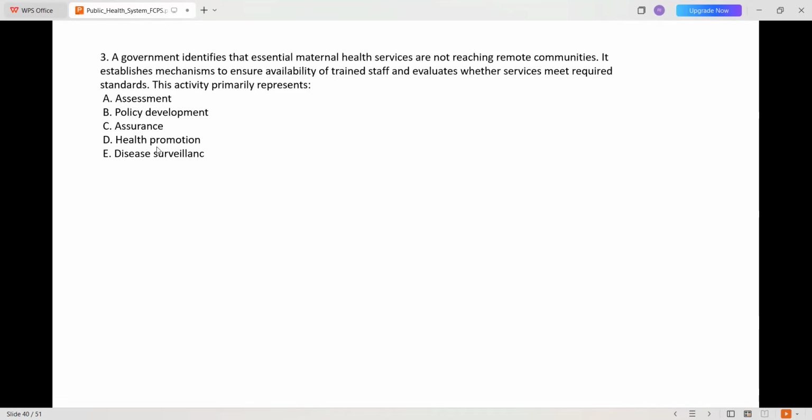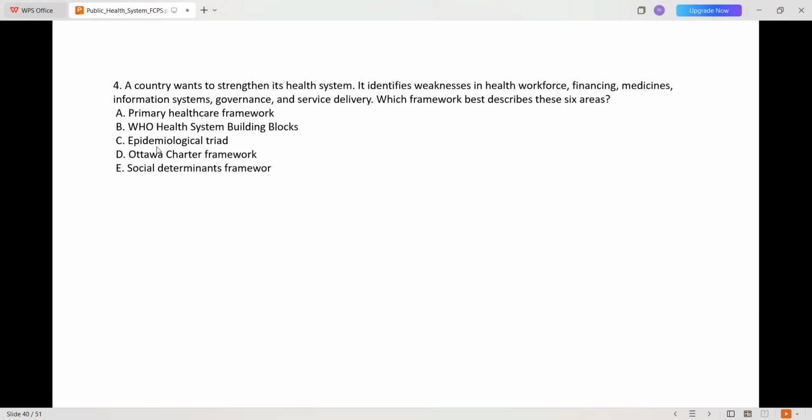MCQ number 3. A government identifies that essential maternal health services are not reaching remote communities. It established mechanisms to ensure availability of trained staff and evaluate whether services meet required standards. The activity primarily represents: A, assessment, B, policy development, C, assurance, D, health promotion, E, disease surveillance. C is the right option, assurance.